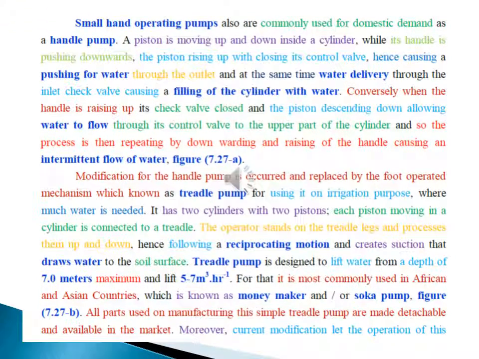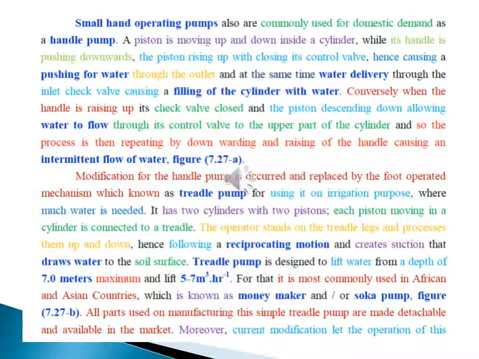Small hand operated pumps are also commonly used for domestic demand as a handle pump, and its working mechanism is clear in front of you, my dear. A modification of the handle pump replaced it with a foot-operated mechanism, which is known as the treadle pump, for use in irrigation.